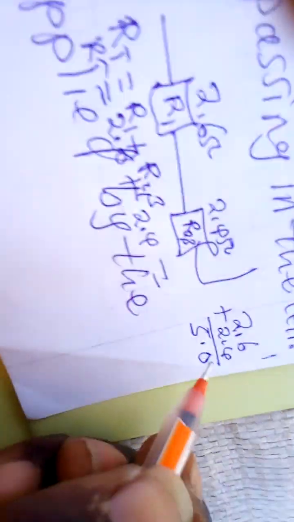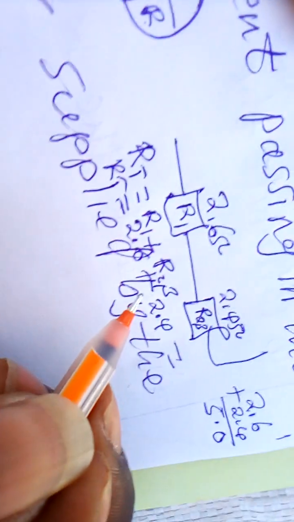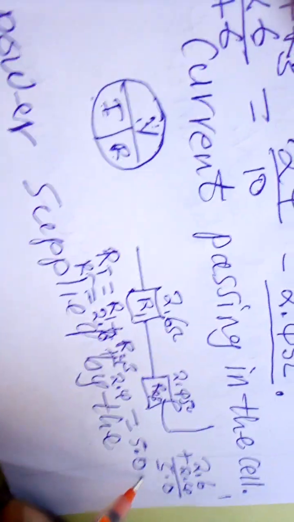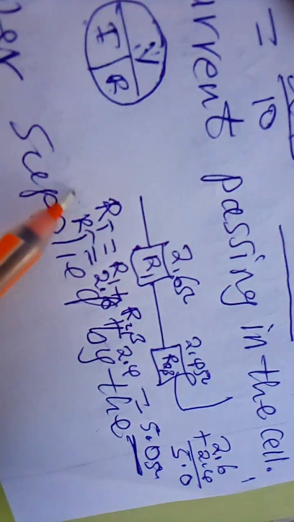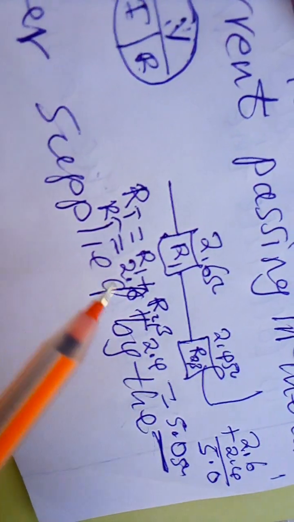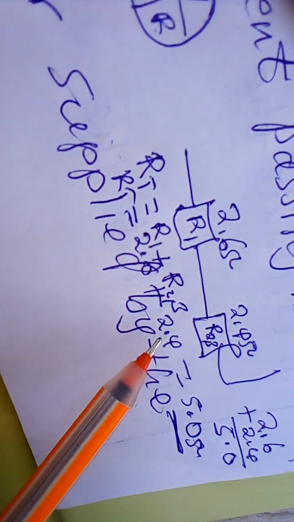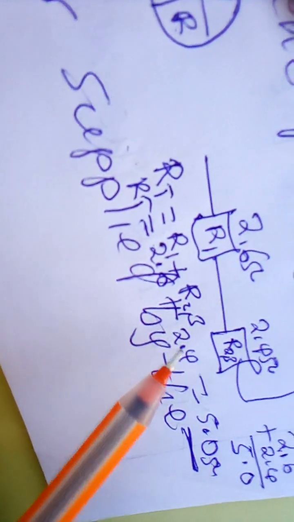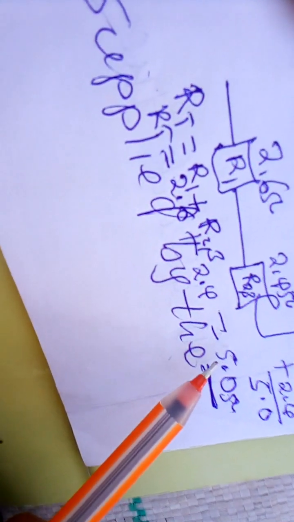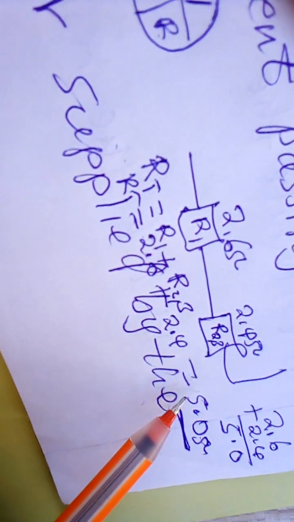So in this case, our resistance is equal to 5.0 ohms. Okay, so this is how we have calculated the total resistance: RT is equal to R1 plus R2,3, then we substitute 2.6 plus 2.4, which is equal to 5.0. Now, since we have determined the total resistance in the circuit, we can come back and substitute.